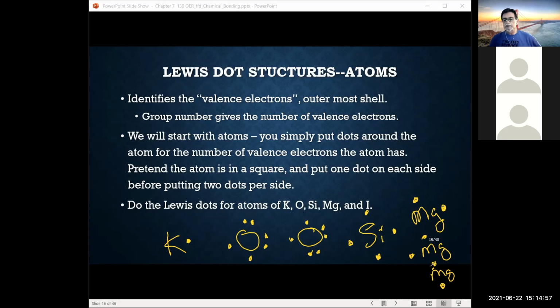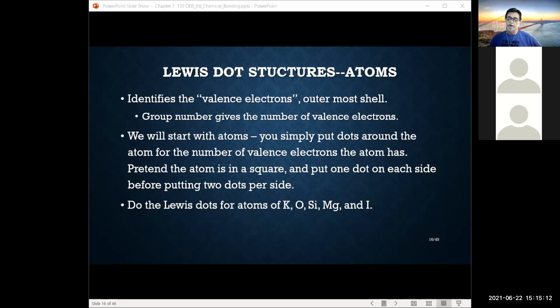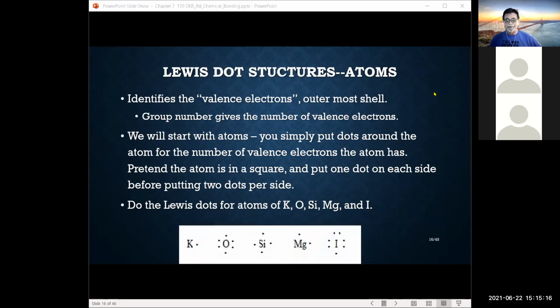And then, of course, the final one, we got iodine with 7. So go 1, 2, 3, 4, 5, 6, and 7. Okay. And so that's drawing the Lewis structures. Let me show you the one that's a little bit cleaner picture than mine. All right, so there you go.